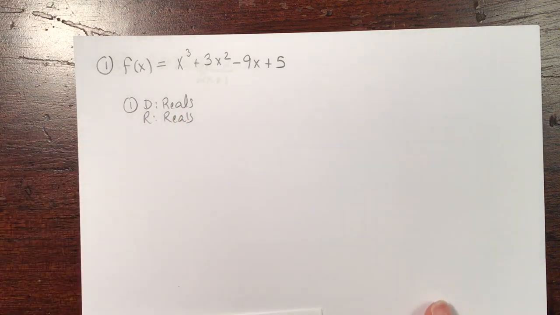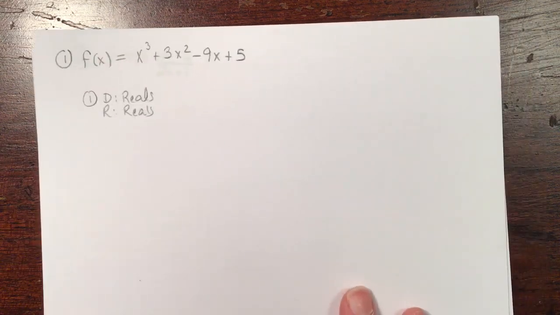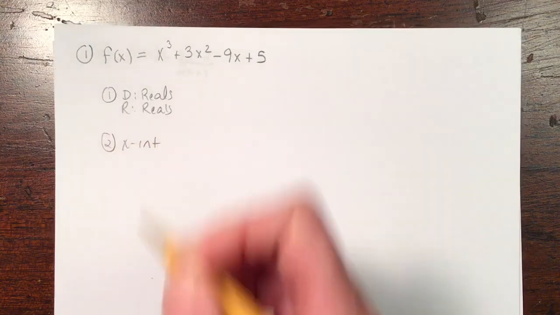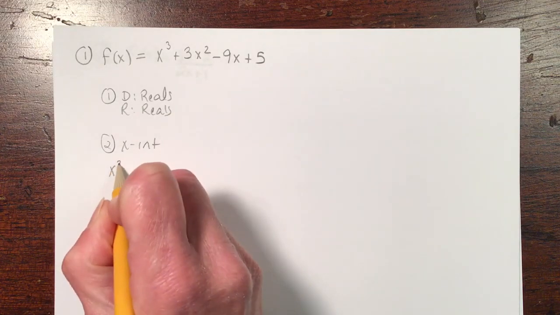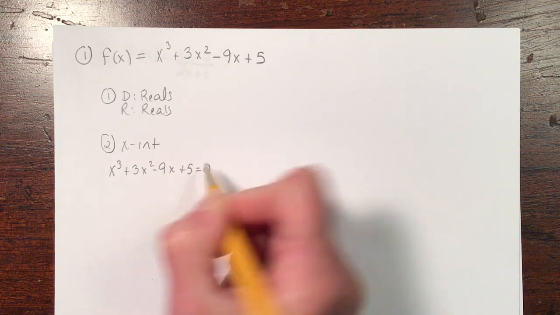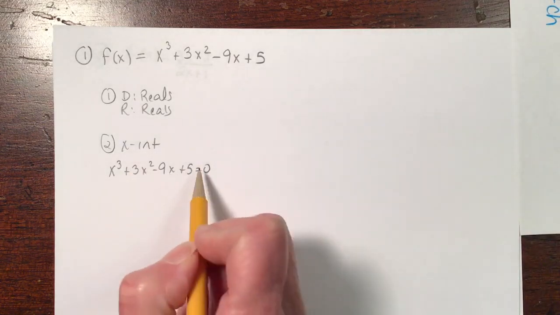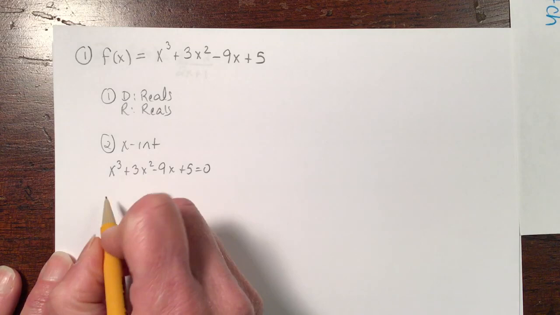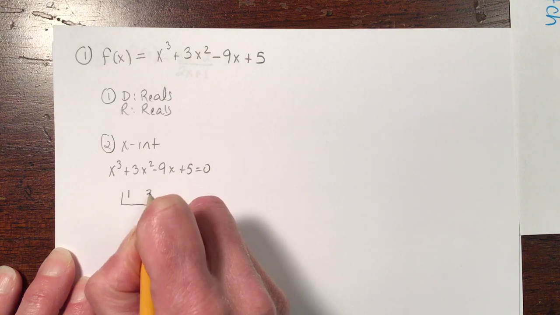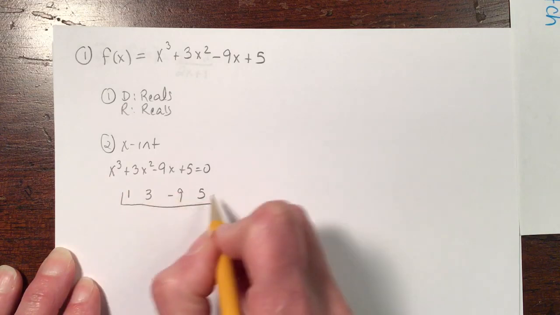Okay. My next step is going to be to find the x-intercepts and the y-intercepts. How do we find the x-intercepts? Well, we find the x-intercepts by setting the function equal to 0. And in this case, it's not going to be so easy to find the x-intercepts because if you notice, I can't factor this. So when we can't factor something, we have to use synthetic division. If you don't remember synthetic division, that's okay, because I'm going to show you later. We can just kind of cheat at this point.